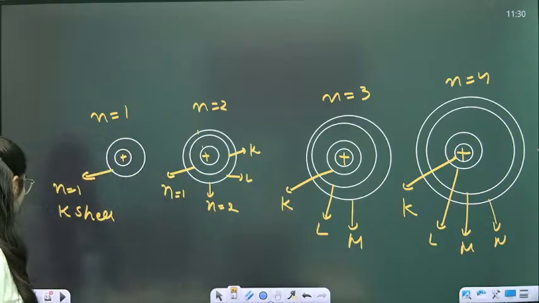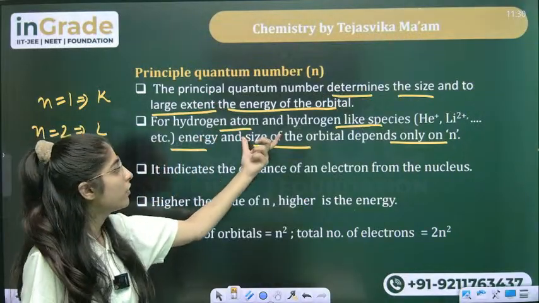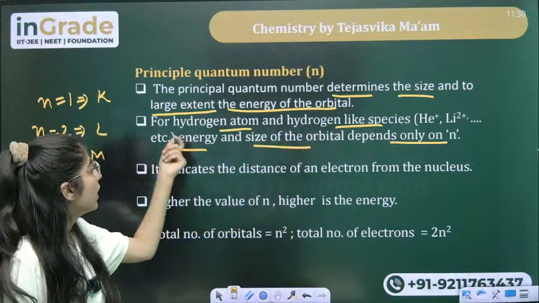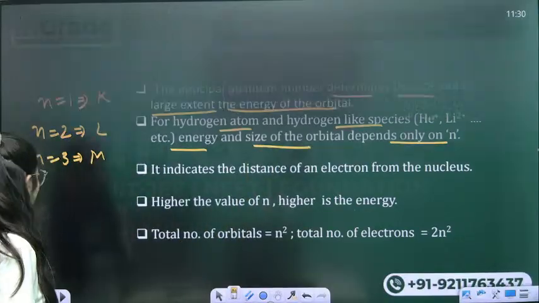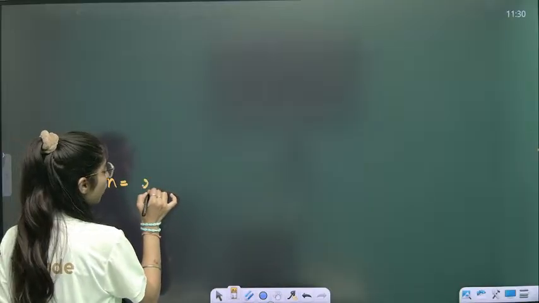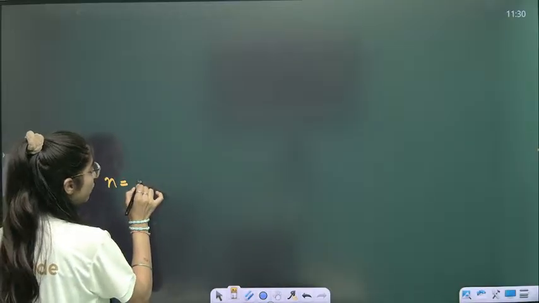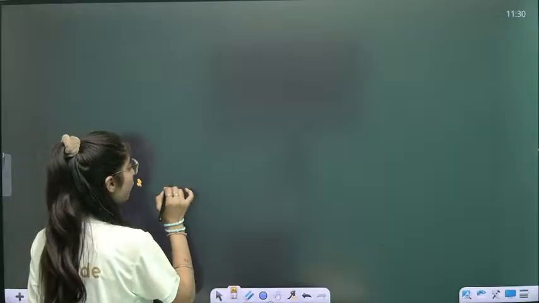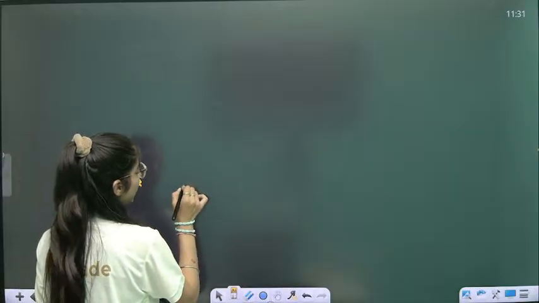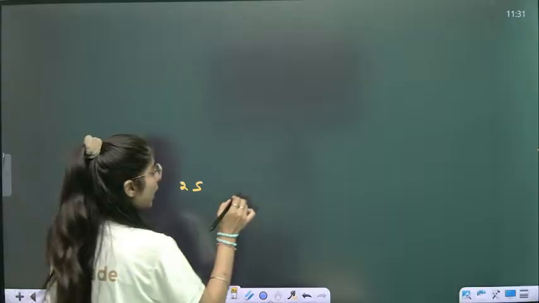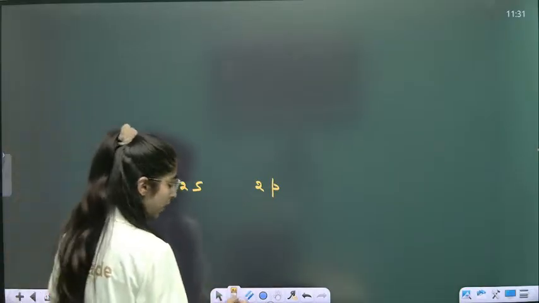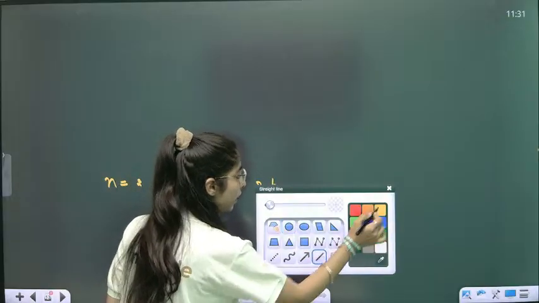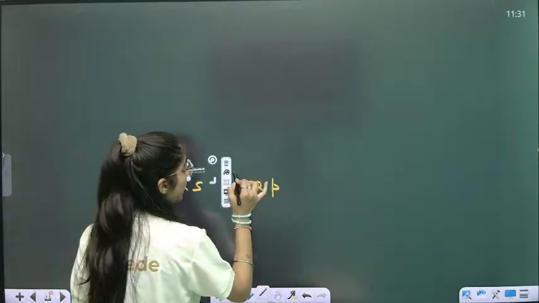Okay. So this says for hydrogen and hydrogen like species, the energy and size of orbital depends upon n. How? In the last lecture, as I told you, if n is equal to 2, the value of l will be such that 2s exists and 2p exists. So both will lie over the same energy level. So 2s and 2p subshells will lie over the same energy level.